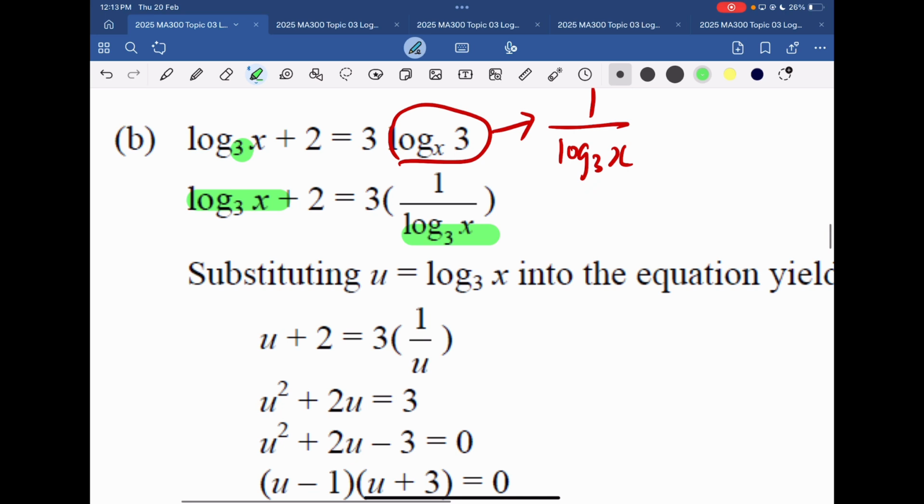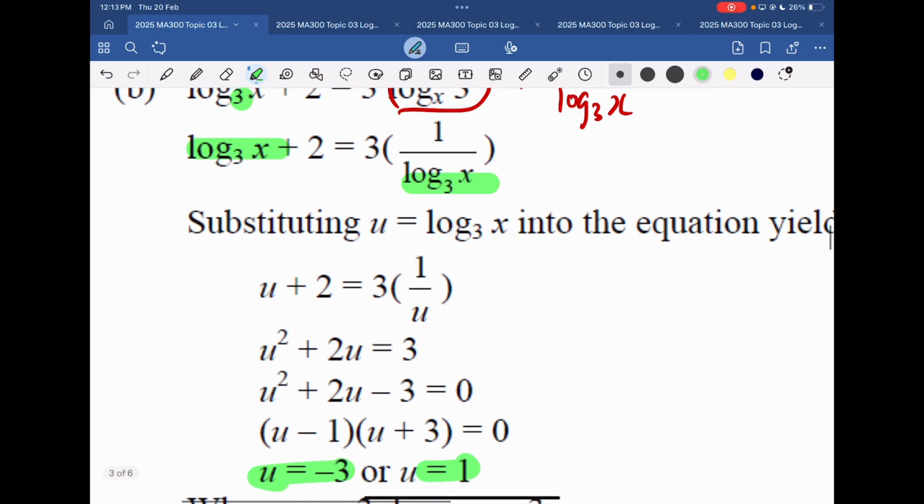I know a lot of solution textbooks like to choose y, but I choose u. A lot of people choose y, but I choose u, because x, y is like coordinates. Sometimes y can be very confusing, and then people end up writing y in the answer. So I choose u. Try to use u if possible.